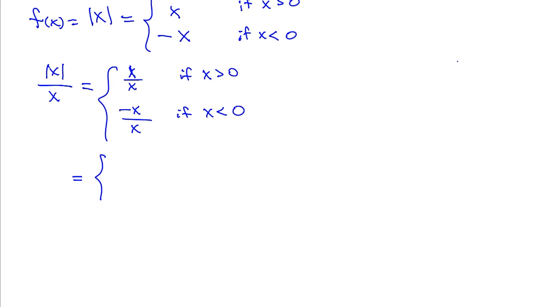What is x divided by x? That's 1. And what's negative x divided by x? Negative 1. Well, that's where our 1 and negative 1 came from. It's the x over x or negative x over x.